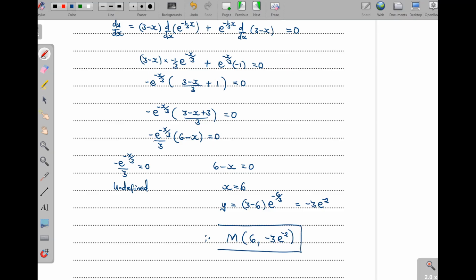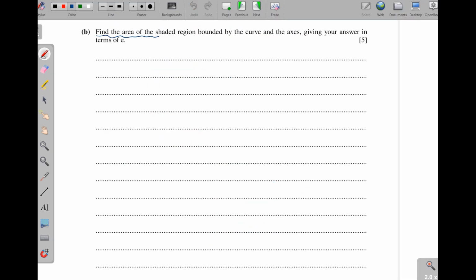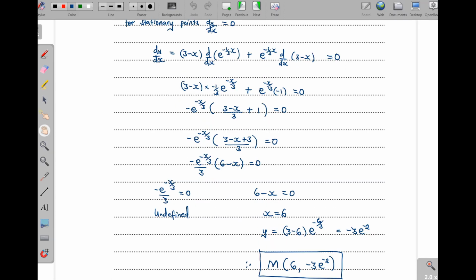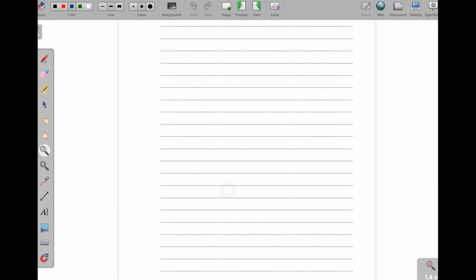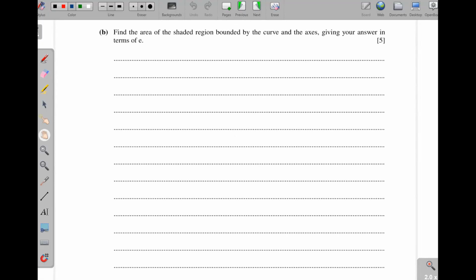And that is that. Then part B, find the area of the shaded region bounded by the curve and the axis, giving your answer in terms of e. Now when we check back here, we are moving from, so the limits are going to be 0 and then here. Now at this point here, the curve is cutting the x-axis, and on the x-axis, what do you know? Y is equal to what? 0. So I'll come here, and then I first find that x coordinate. Then we say on the x-axis, y is equal to 0.